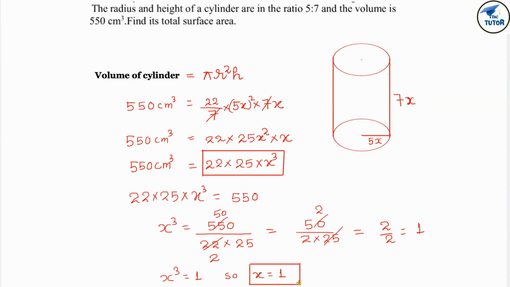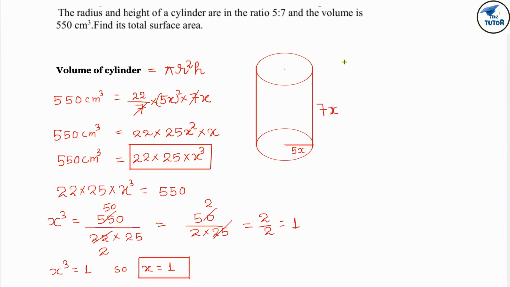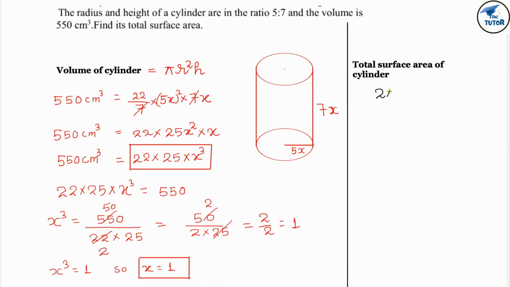What is being asked in the question? Total surface area. Total surface area formula, do you know? 2 pi r in bracket r plus h. What is the value of pi? I would be taking 22/7.